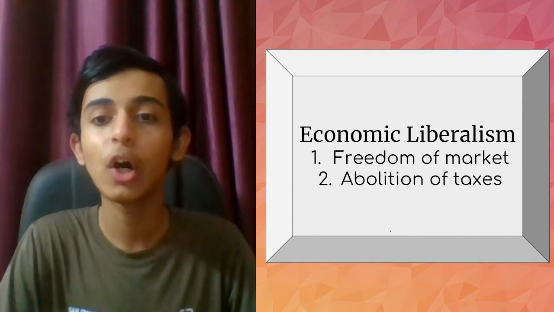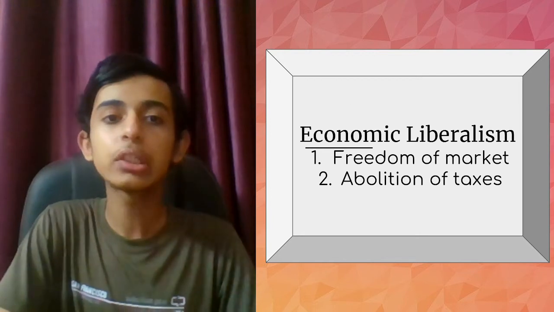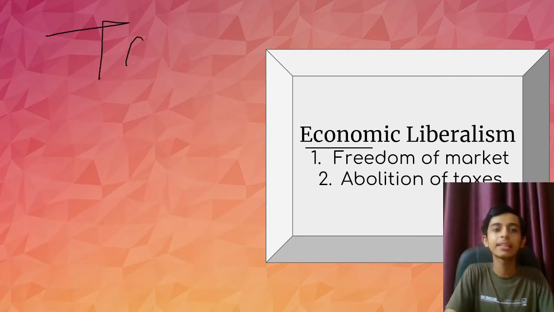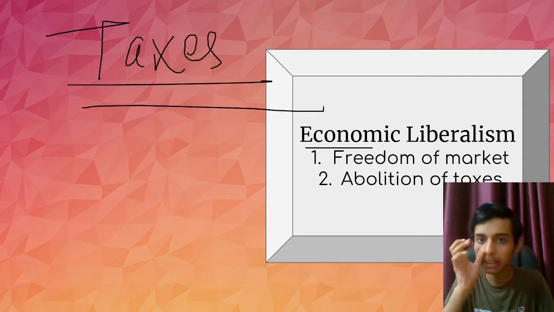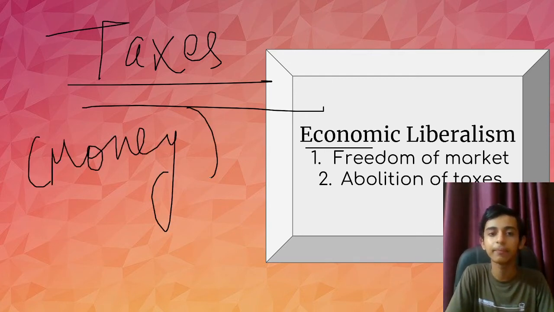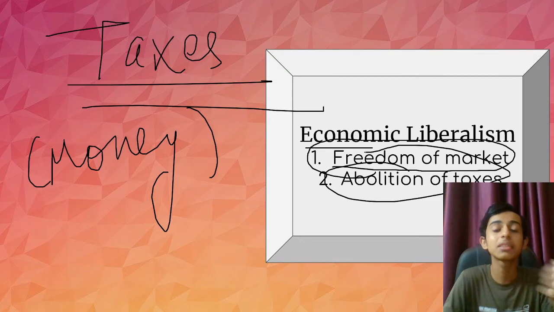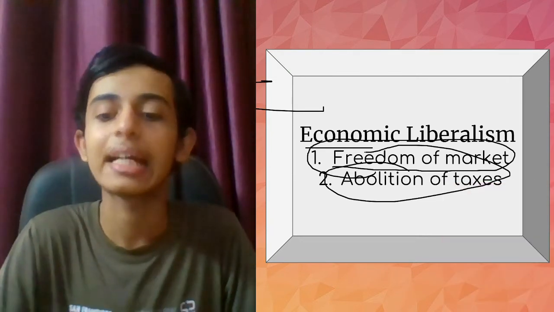Now moving on to economic liberalism. It must be related to your economy. Mainly it talked about taxes. By economy you are able to understand it must be related to taxes, it must be related to money. So what they wanted was freedom of market, abolition of taxes. The taxes which were imposed, they did not want those taxes.